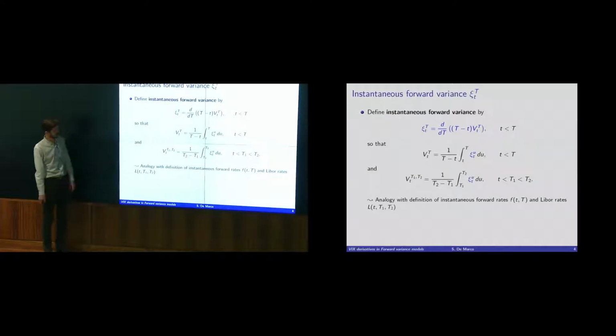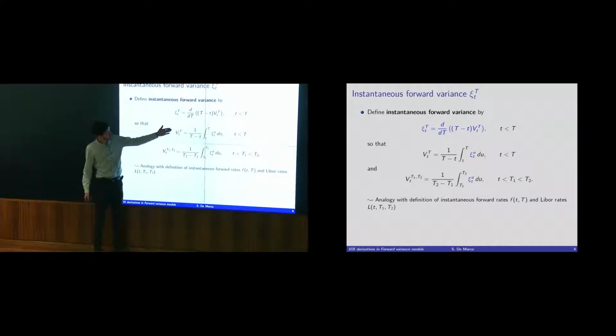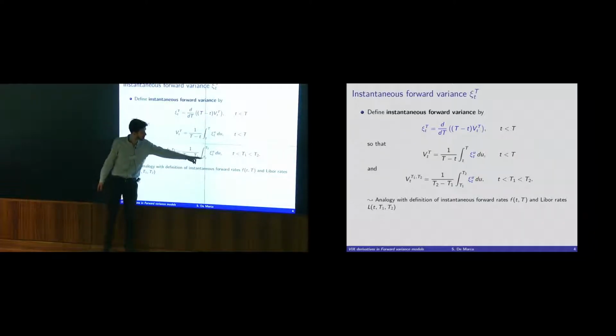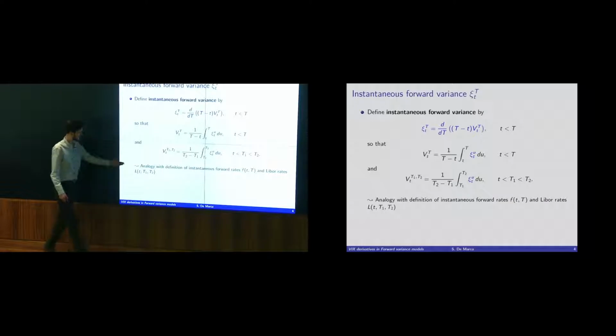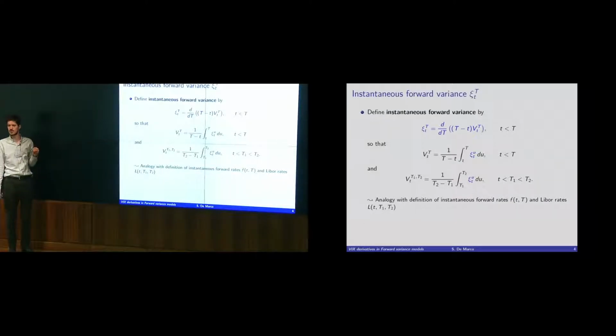So with such a definition, my traded objects, forward variances and spot forward variances, are integrals of this process with respect to its maturity index capital U over there, okay? So as I said, that's a complete analogy with the definition of instantaneous forward rates and LIBOR forward rates if you're used to interest rate markets, okay?